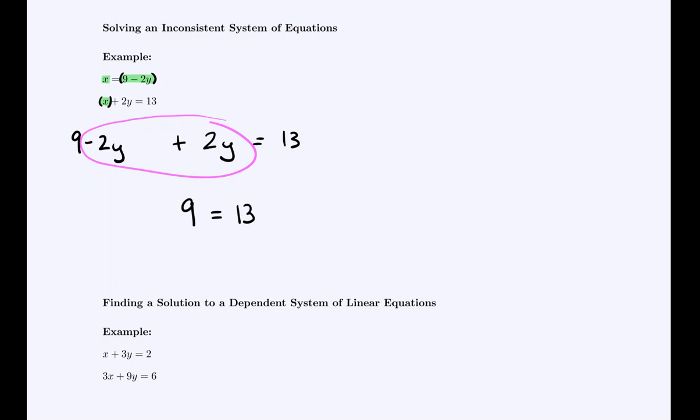Now, we haven't made any mistakes. We followed the process, and as we followed the process, we get to a statement that doesn't make sense. 9 is not equal to 13. This is an untrue statement or false statement.